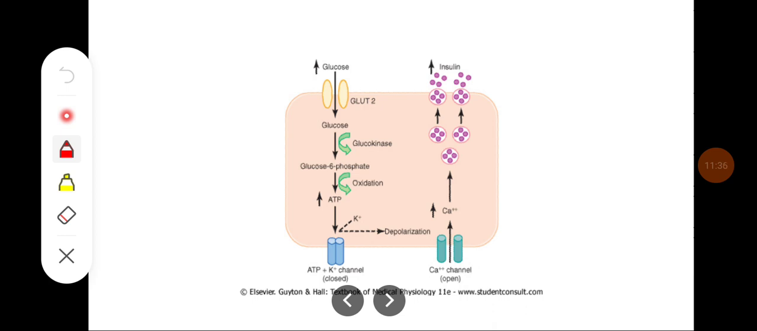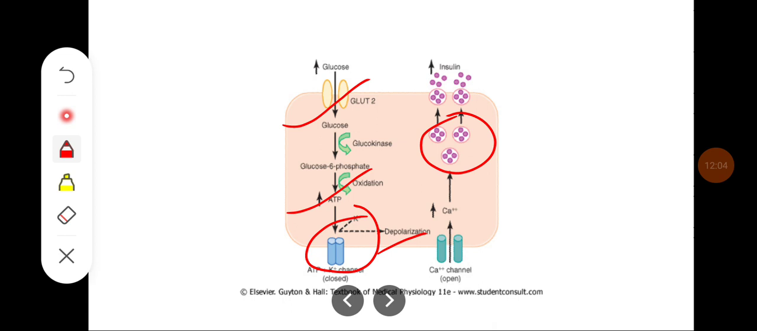So this is another diagram showing the mechanism of insulin release. When glucose enters, it enters into the cycle, and that increases the ATP, that reduces the potassium efflux, that leads to depolarization. That depolarization leads to entry of calcium, and calcium degranulates the insulin granules, so that insulin is released.